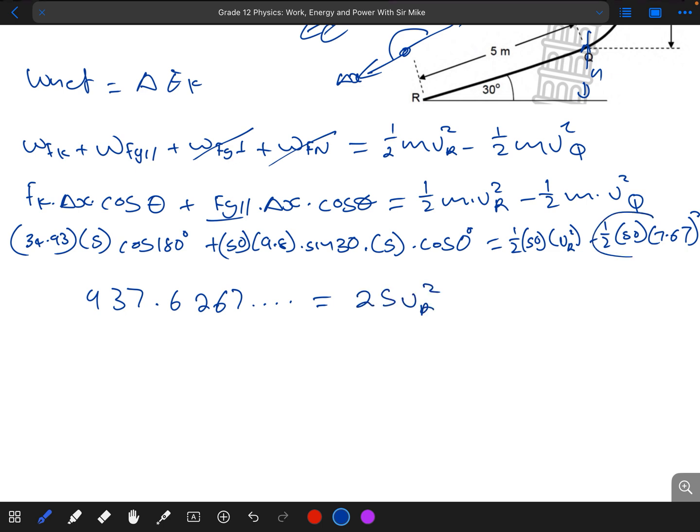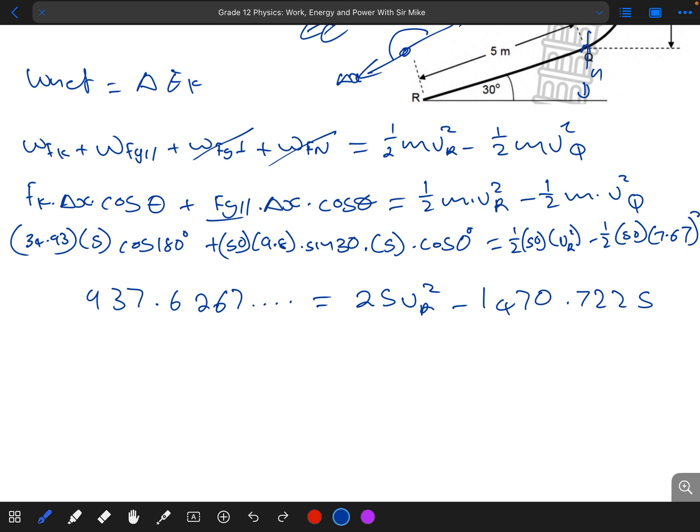If you put this into your calculator, what you're simply going to get is negative 1470.7225. So what I'm going to do is take this to the other side. Now we can't round off early. Why? Because this is not the final answer.